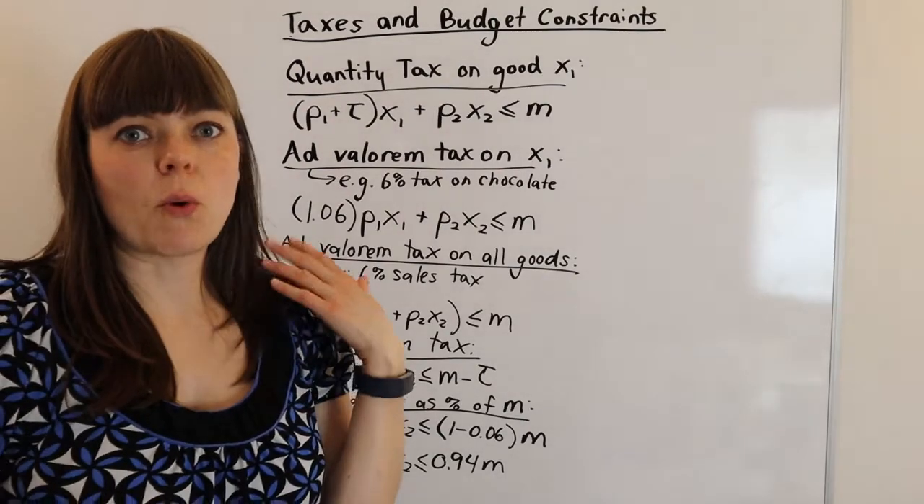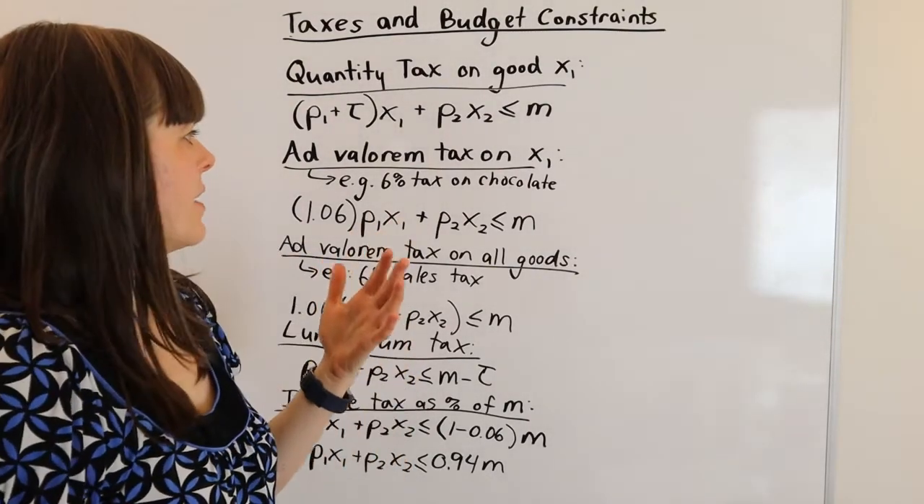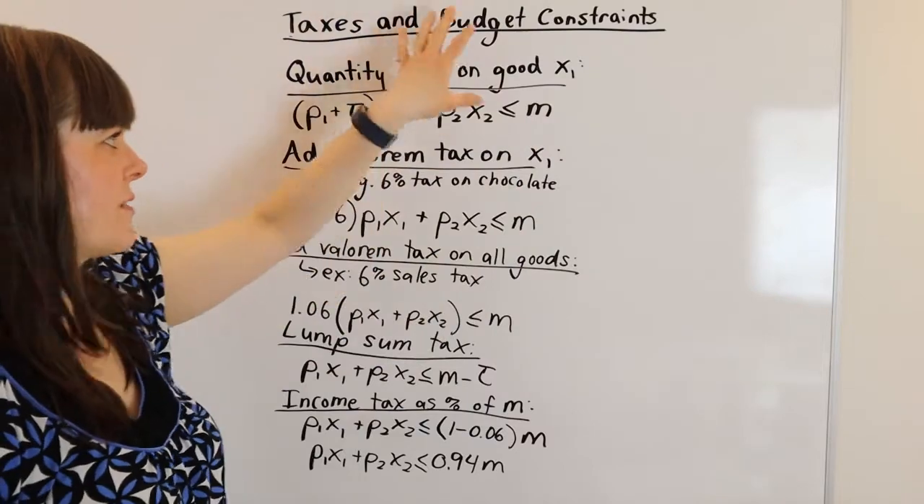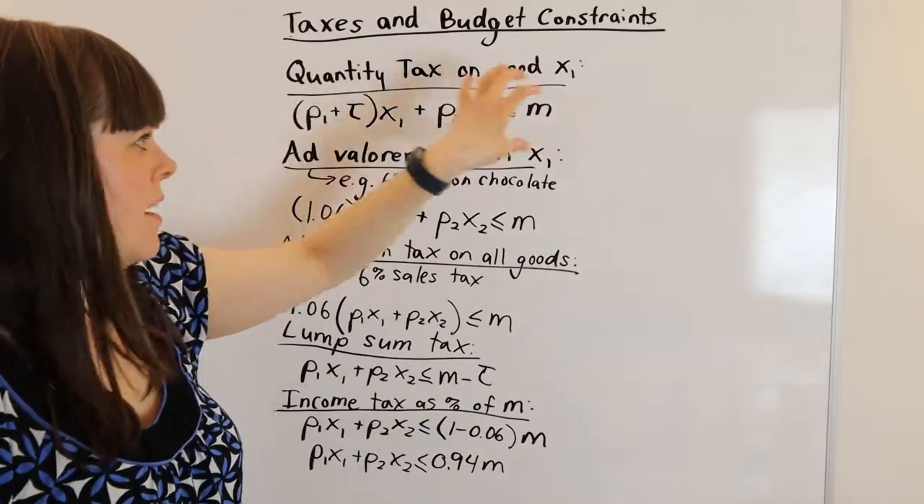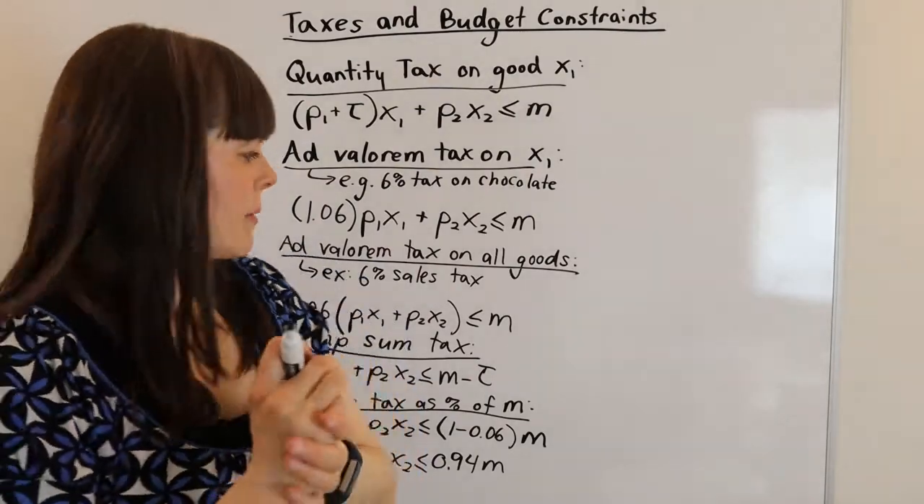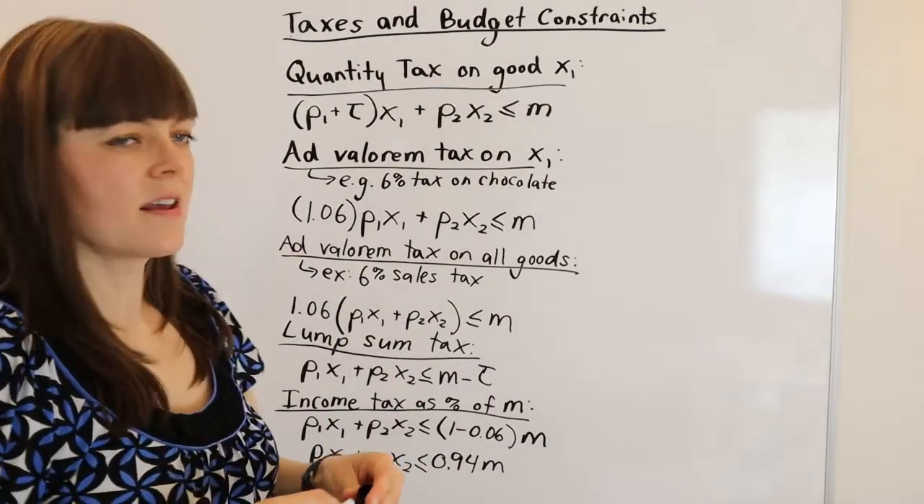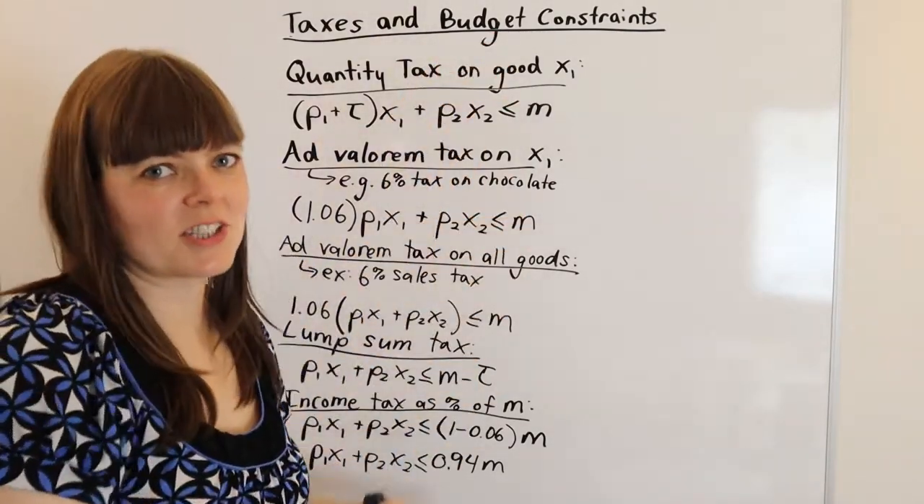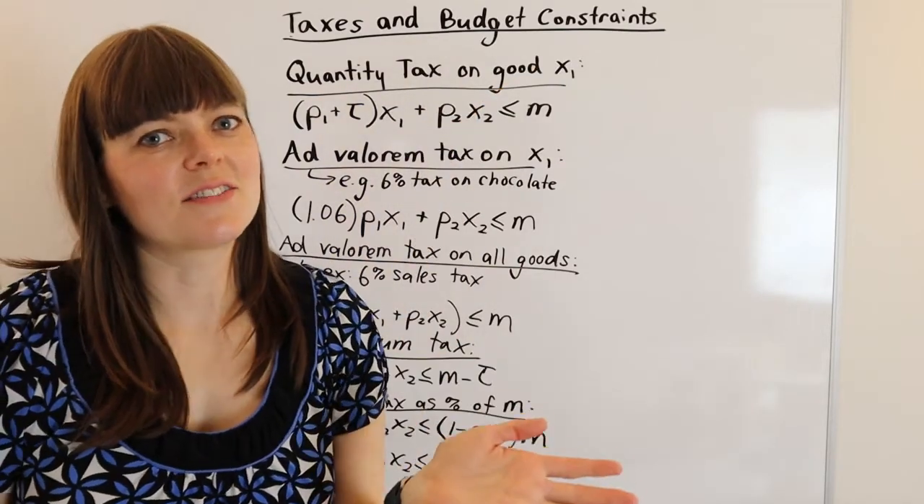So these are different ways of taxing people, different ways of taxing their spending versus the amount of money they have. All of these are used in different public policy settings, and this just shows you how the budget constraint gets affected in each of these cases.